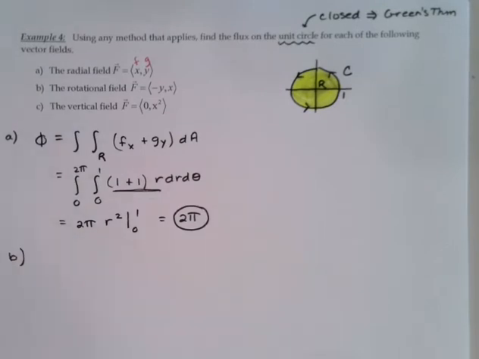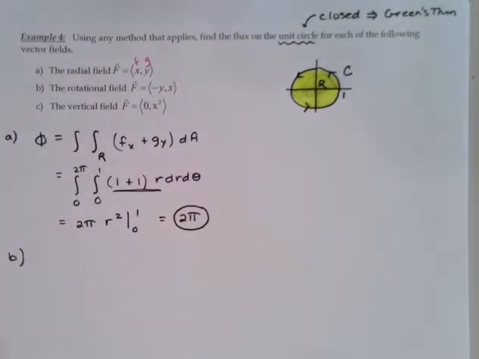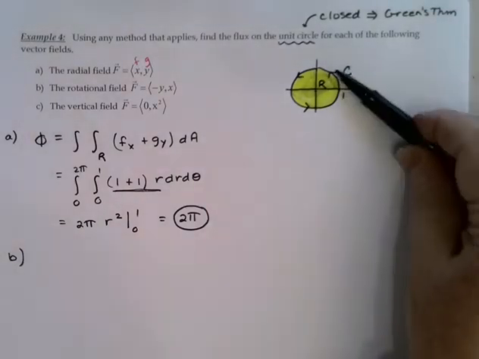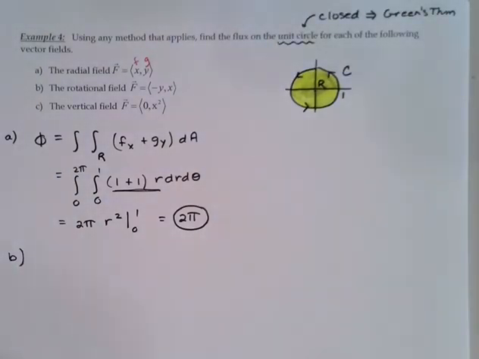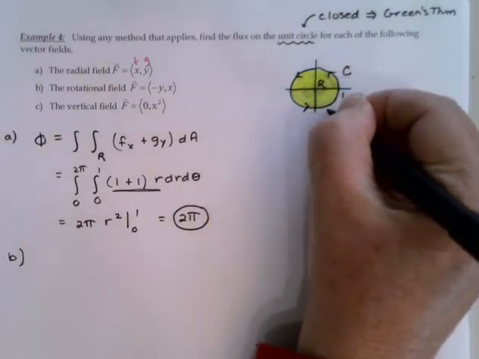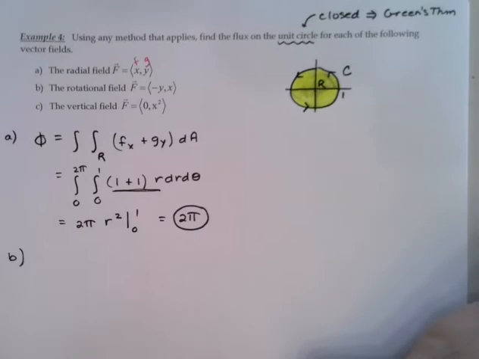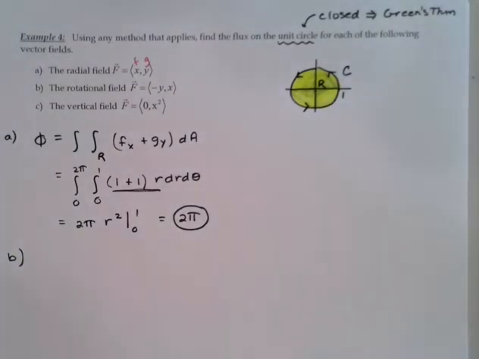All right, what about B? This is the rotational field, minus yx. Remember here, the vectors are going to rotate, they're going to go around right along tangent to that circle. They never actually cross the circle, they just stay tangent to it all the way around. So I'm actually expecting to get a zero flux. The vector field does not cross that boundary at all. Let's see if it happens.